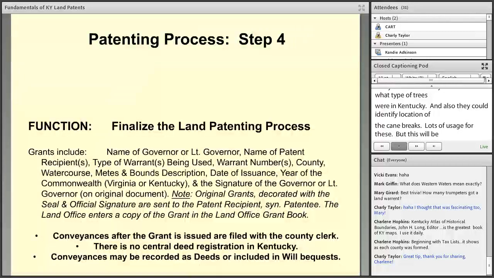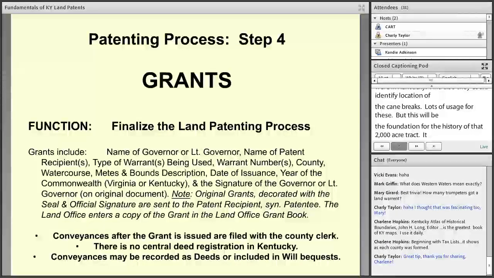The fourth step is the issuance of the grant, either by the governor of Virginia or the governor of Kentucky. And this will finalize the land patenting process: warrant, entry, survey, grant. The governor will repeat the metes and bounds description. He or the lieutenant governor will sign the document. They will recite how the patent came to be, what type of warrants, assignee of, assignee of, assignee of, and so forth. Conveyances after the grant is issued are filed with the county clerk.